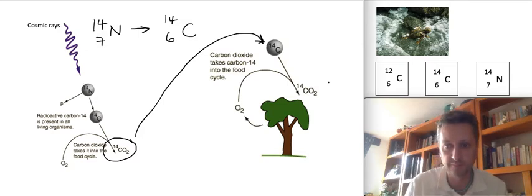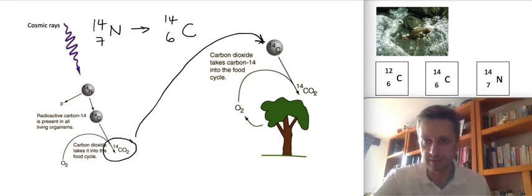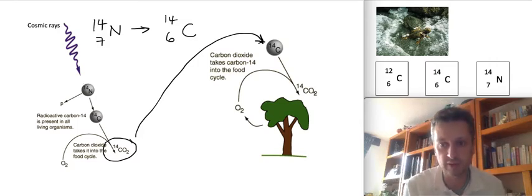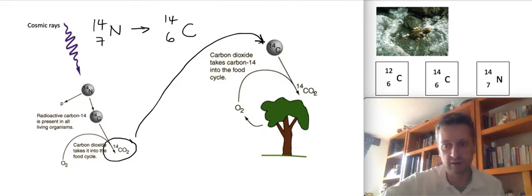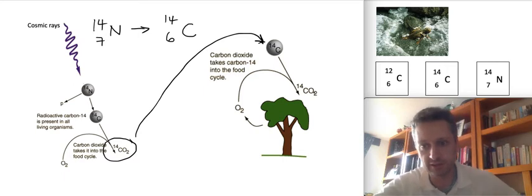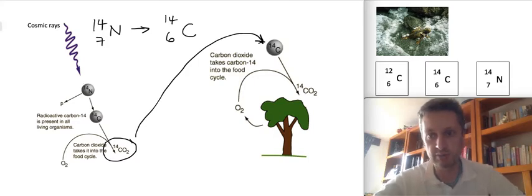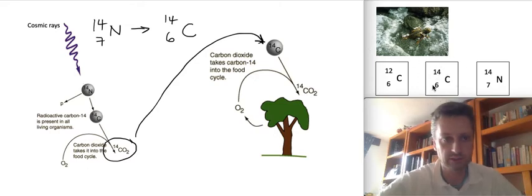As soon as that living thing dies, however, because carbon 14 is radioactive, it's a beta emitter, it starts to decay. And because we know the half-life of carbon 14, we know that after a certain amount of time you'll have lost a certain percentage of carbon 14. After another half-life, half of that again. After another half-life, half of that again, as we've seen before. Okay, so that's the process of how carbon 14 is formed.